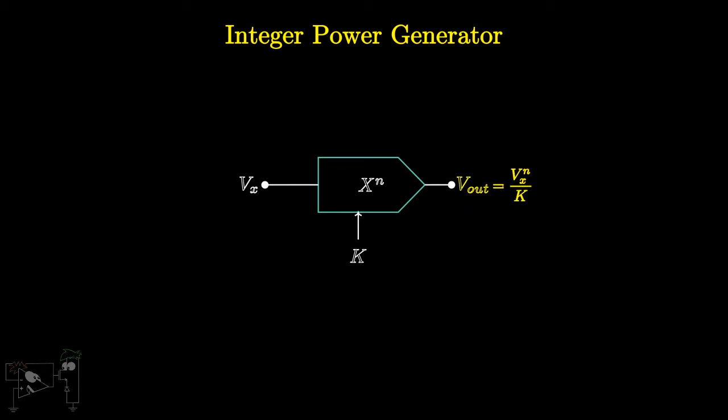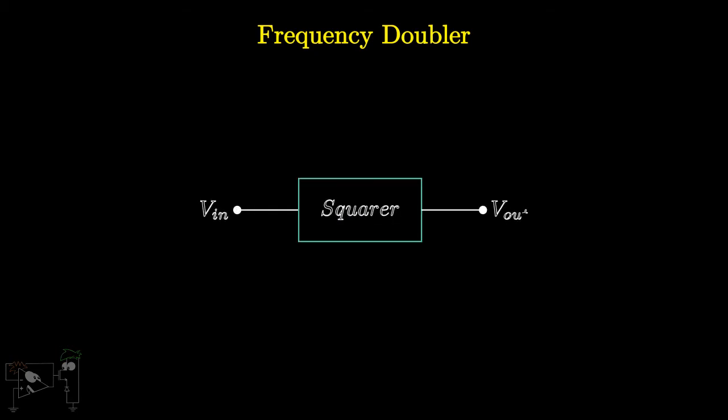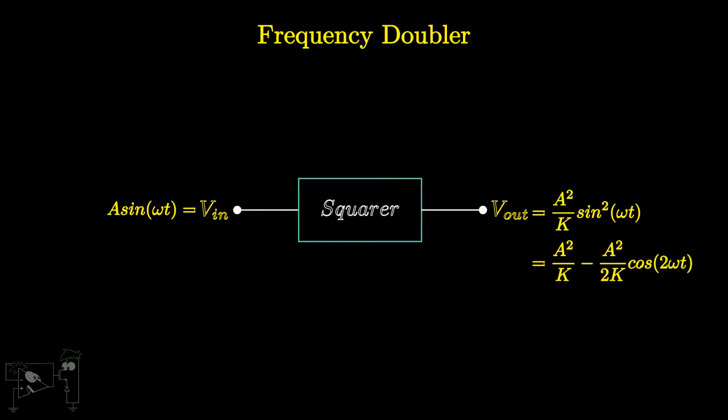Next, we'll see how we can use these power generators to make frequency multipliers. First we have the frequency doubler. A squarer circuit can be used as a frequency doubler. Let the input be a sine omega t. The output will be a squared by k into sine squared omega t. Using trigonometric identities, this can be written as a squared by 2k, minus a squared by 2k, cosine 2 omega t. Hence, we have a signal with double frequency. We can get rid of the DC offset with appropriate filters.